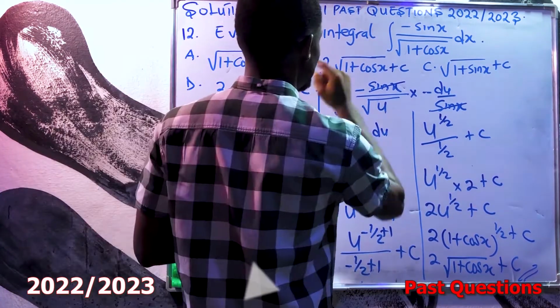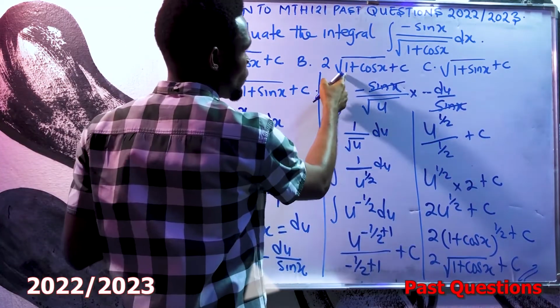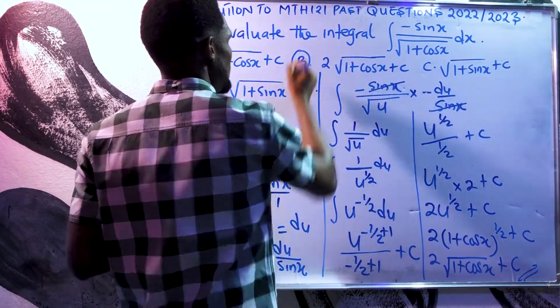And that is option B, 2 into the square root of 1 plus cos x, plus c. That is option B.